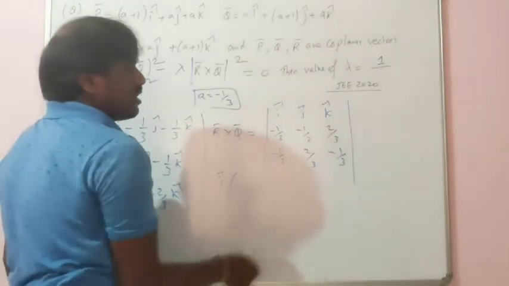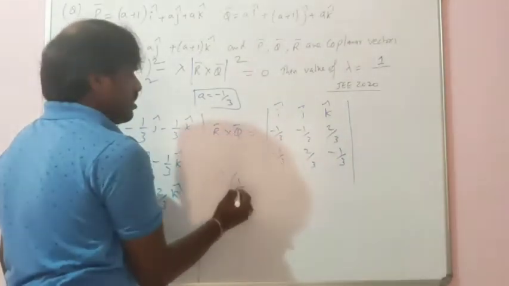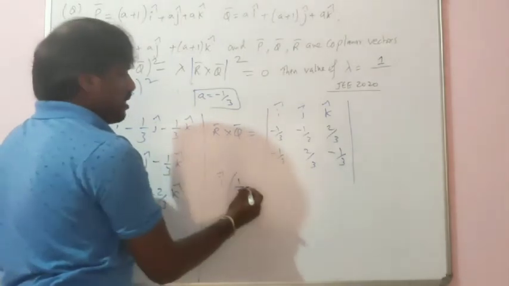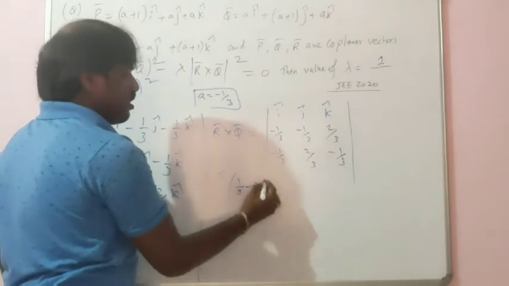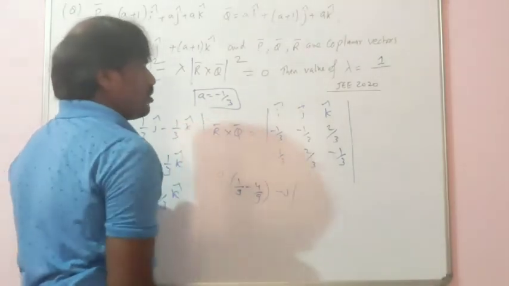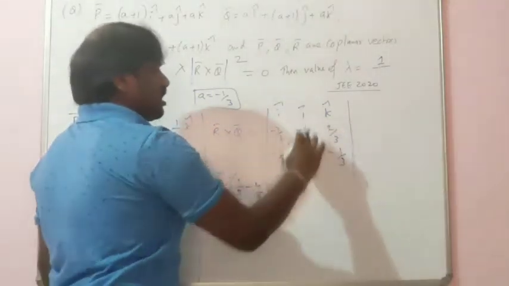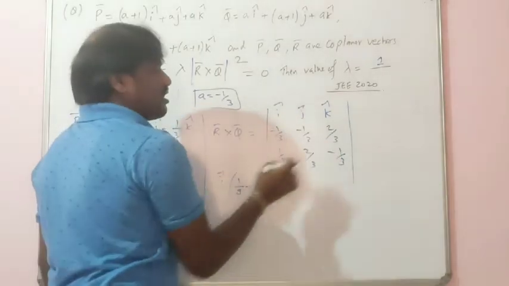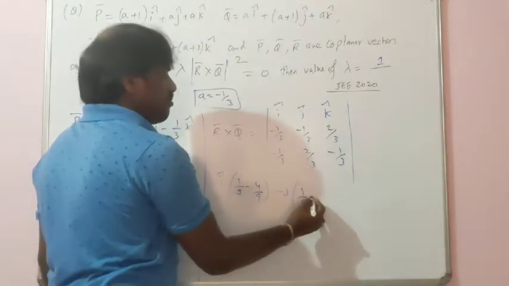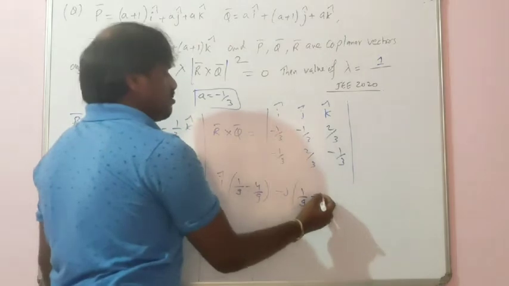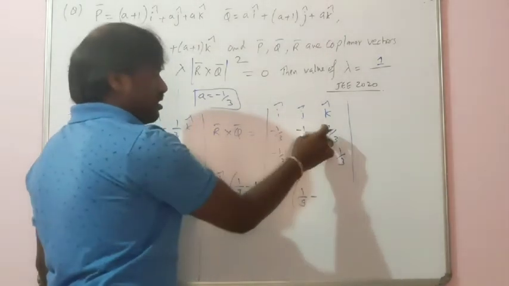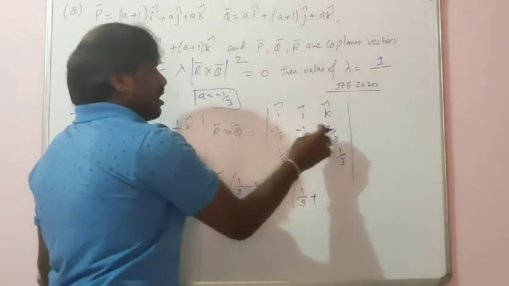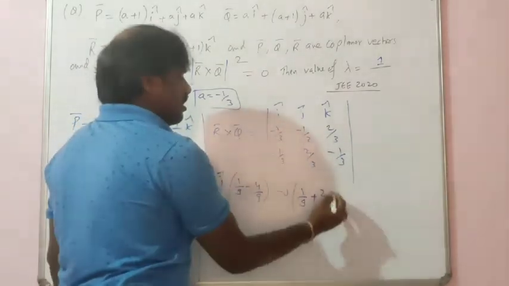This is what you have to do, right? 1 by 3 into 1 by 3, that is 1 by 9, minus 2 by 3 into 2 by 3, that is 4 by 9. Then minus j cap into... this is j, row and column cancel, minus into minus plus 1 by 9 minus. Here you already have a minus, and minus into minus gives plus, and 2 ones are 2 by 9 I'll get.